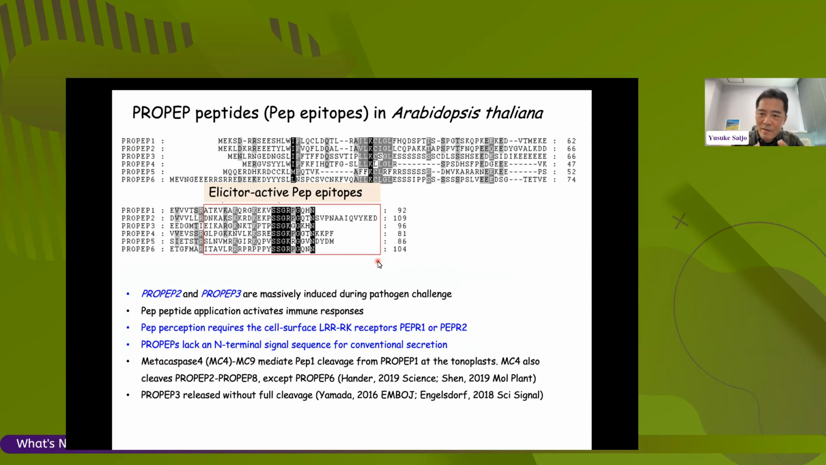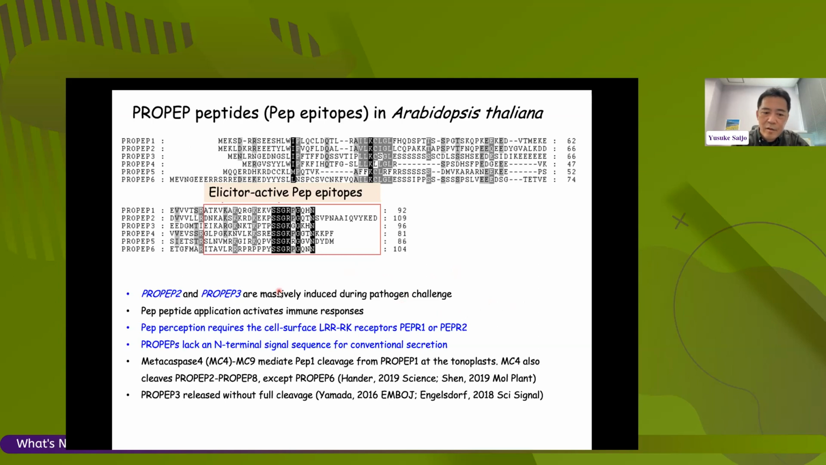which are now well characterized and are called propeptides, which have the elicitor-active epitopes at the C terminal. Of these 8 members, here I show only 6, but there are 8 PROPEP members in Arabidopsis, and 3 are massively induced during pathogen challenge. These peptides are like flagellin peptide, and their application also activates immune responses in the plant through the cognate leucine-rich repeat receptor kinases, PEPR1 and PEPR2.